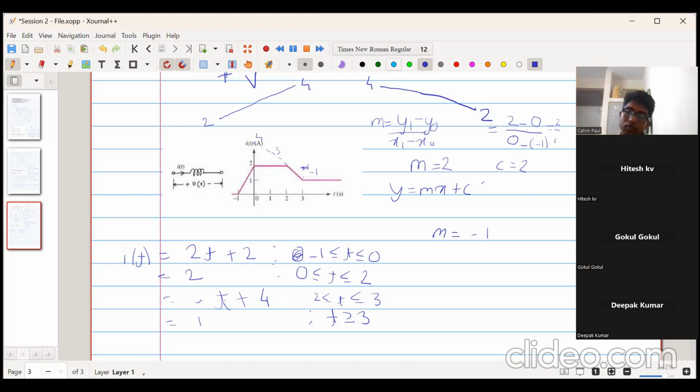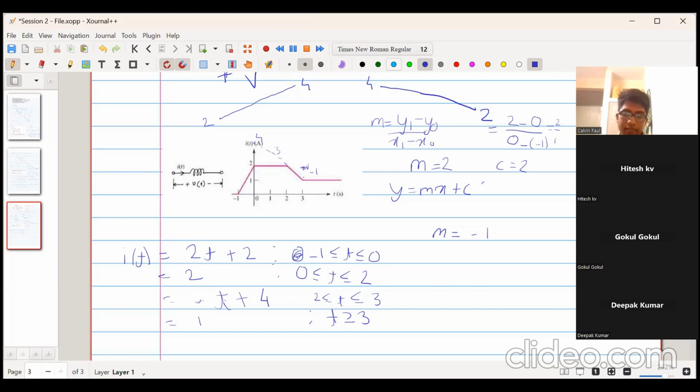Is that clear? Okay, sir. So it's just a slope. The value was 4 at time t equals 0. Then because it is a slope of minus 1, it keeps decreasing by 1 for every 1 second. So from 4 minus 1, it becomes 3 at t equal to 1. Then from 3 you do minus 1, it will become 2 at time t equal to 2. From 2 you do minus 1, it will become 1 at t equal to 3 seconds. That is the way, and this is the equation for the inductor current.